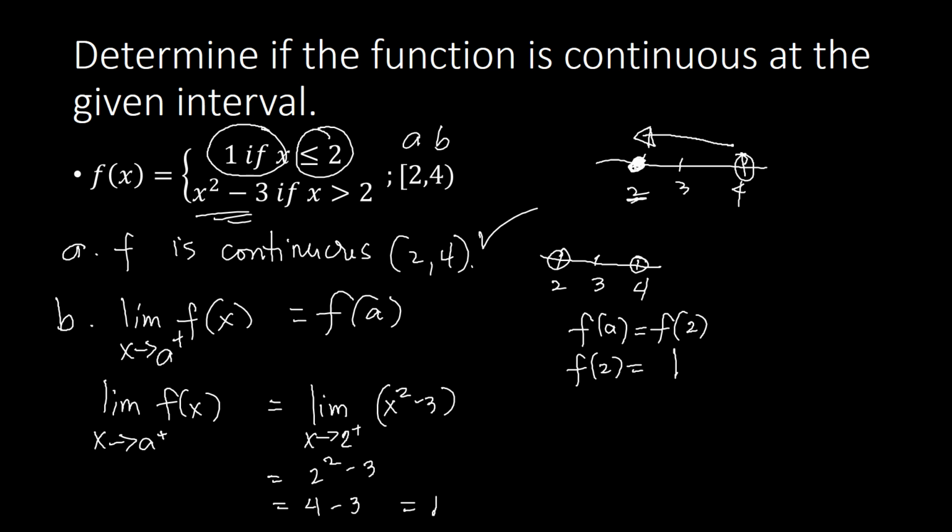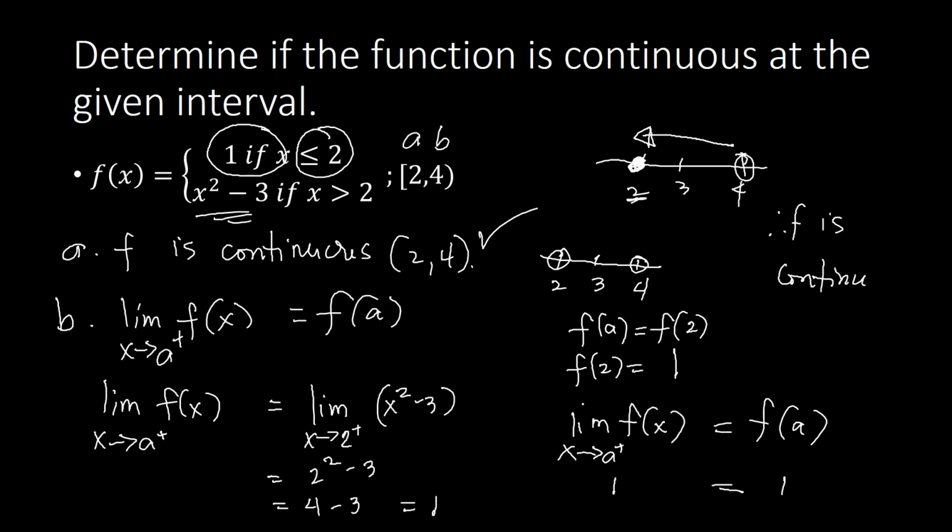So upon checking that one, if you are going to compare and check whether the limit of f of x as x approaches a coming from the right side is going to be equal to our f of a. The limit of f of x as x approaches a coming from the right side is 1. F of a is 1. They are equal. So that means to say that we can now write the conclusion that f is continuous at 2, 4 interval.